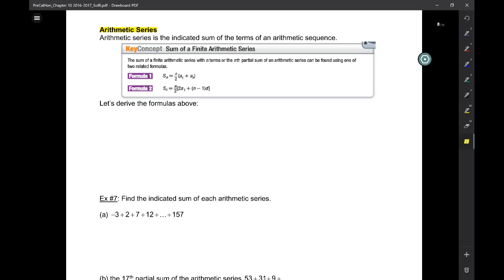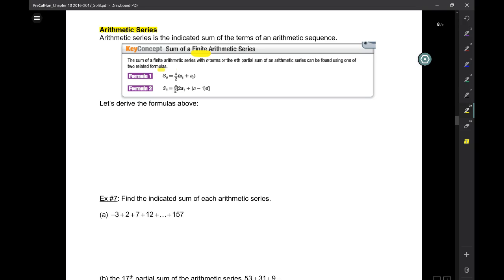So let's talk about arithmetic series, okay? Remember, arithmetic series are, you just take the sequence and now you're going to add all of the terms, okay? And the derivation is really pretty cool, but I'm going to move on to the first example. So the formulas for the sum of a finite arithmetic series are this.